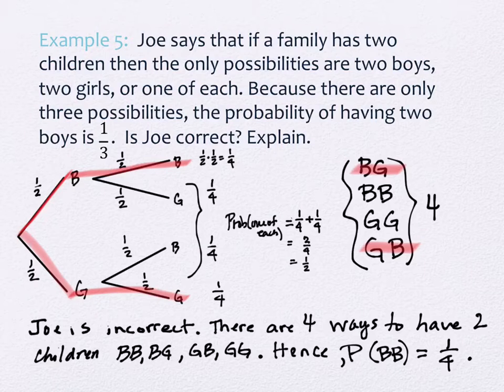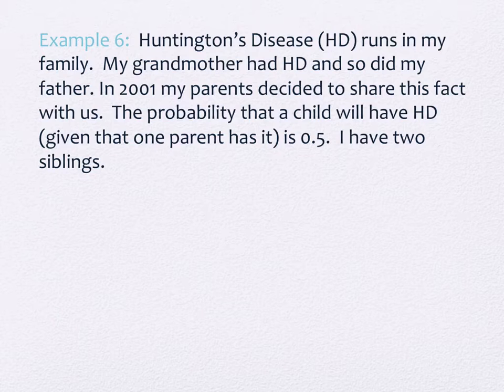All right, the next example is actually a real-life example from my life. Huntington's disease. Anyone familiar with Huntington's disease? Abby is? Okay. So Huntington's disease is a degenerative disease that runs in my family. My grandmother had Huntington's disease. She passed away in 2005, and my father had Huntington's disease as well. He actually passed away in 2014.